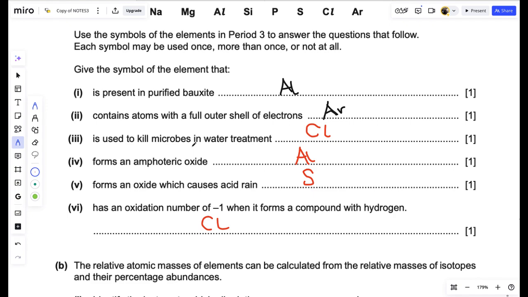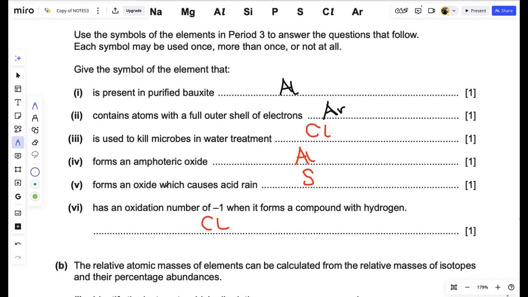Now the next one is the element that forms an amphoteric oxide. It's the same aluminum. What we mean by amphoteric oxides: oxides that can act as acidic oxides and as well can act as basic oxides are called amphoteric oxides. So aluminum can act as an acidic oxide and can also act as a basic oxide. So Al. You can see aluminum is used twice now.